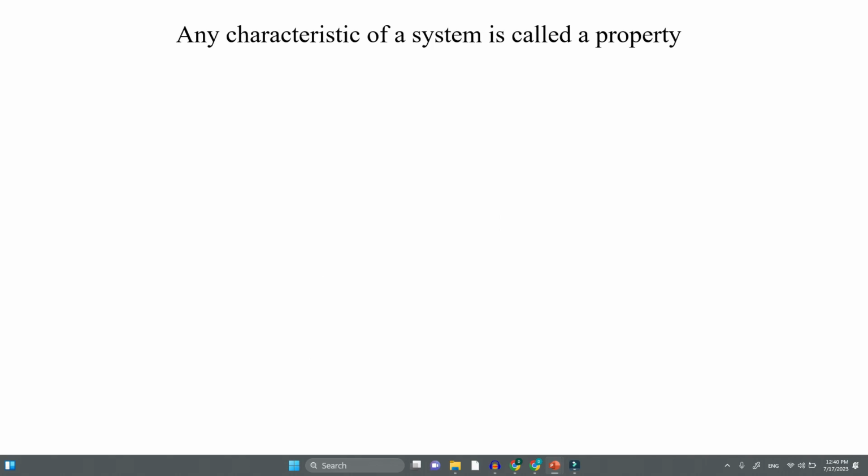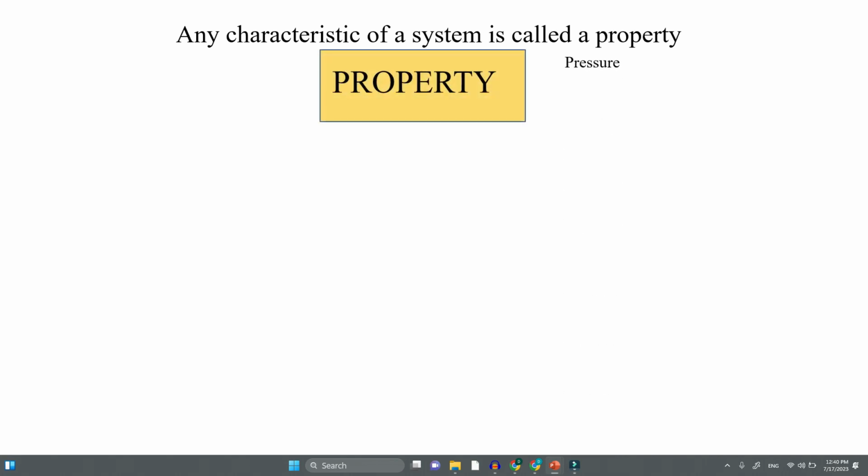Now, once we have understood what is a system, let us try to understand what is the property. This is another common jargon or the names or the terms we use in thermodynamics. So let us see what is a property. Okay, property, you can see some of the examples. But let us see first some of the examples. These are pressure, temperature, volume, mass.